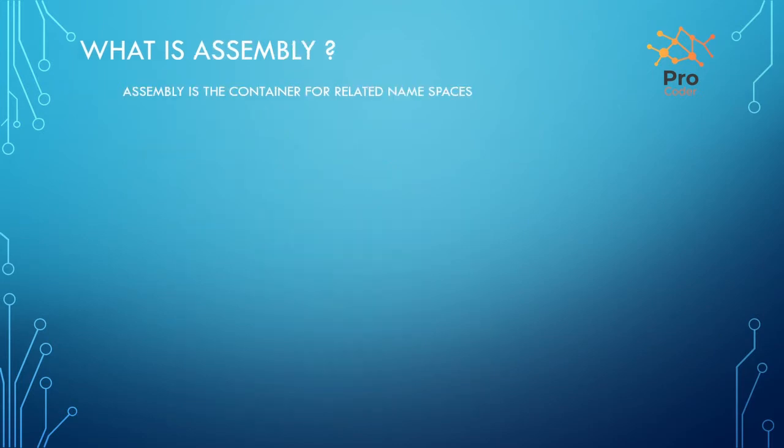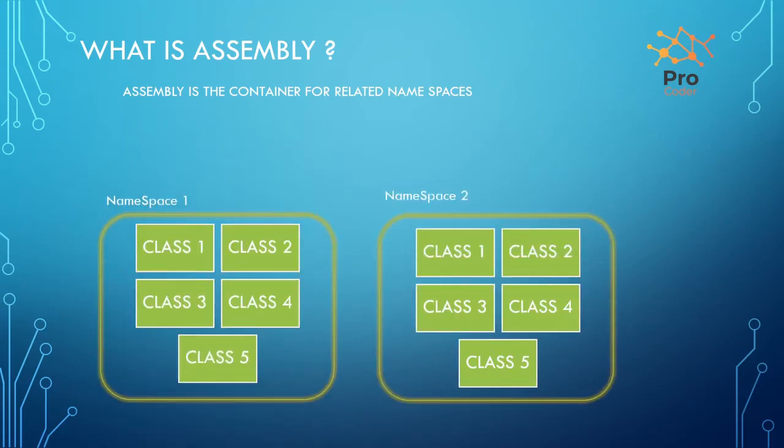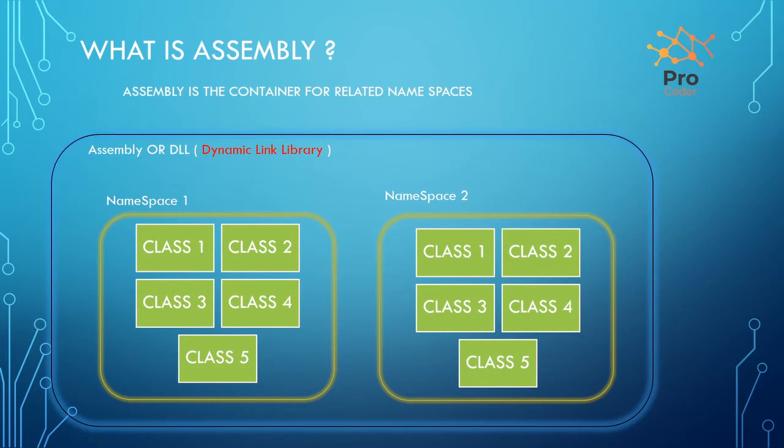Second, what is assembly? As our application grows, we need to partition our application. For that we use assembly. So, an assembly is the container for related namespaces. This assembly is a DLL file, which stands for Dynamically Link Library, and physically it is on the disk, which is executable. So, when you compile an application, the compiler builds one or more assemblies depending on how you partition your application.